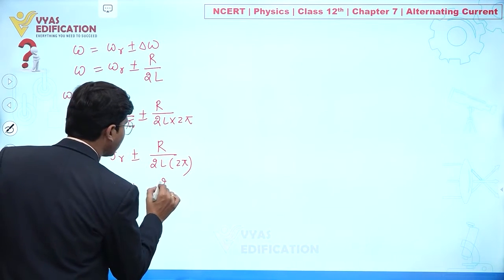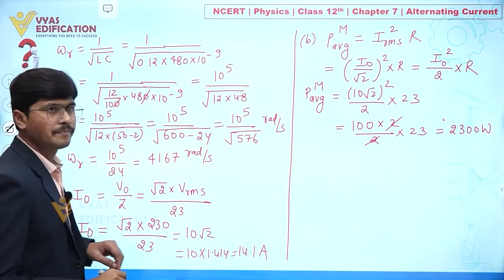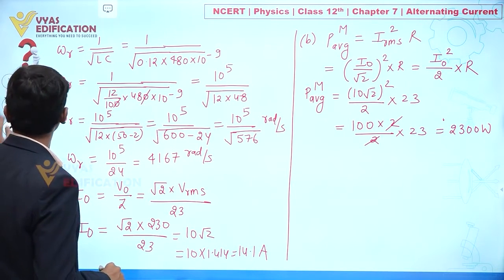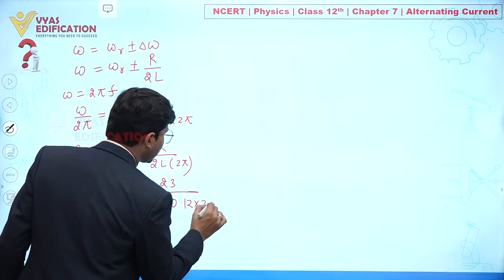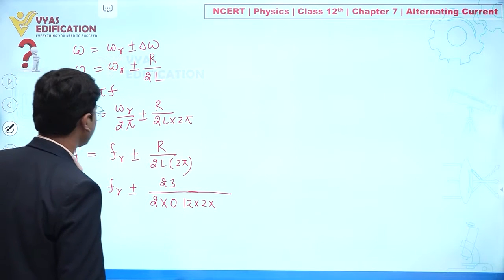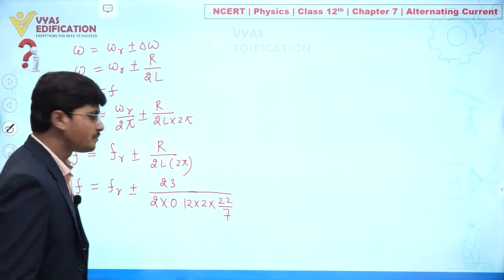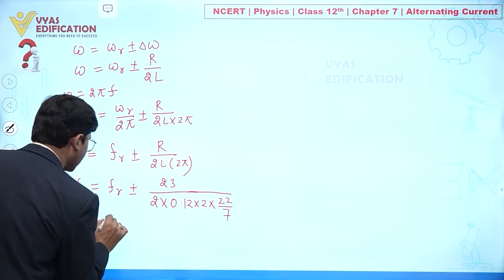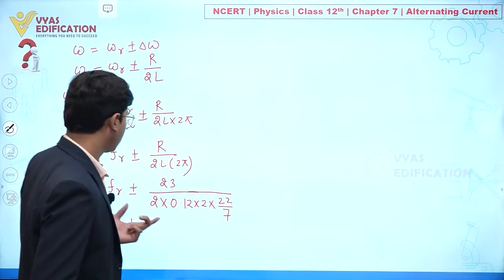Value of R we have 23, divide by 2, multiply. What about L? L is given as 0.12, so this is 0.12 multiply 2 multiply π. Pi value is given to you, you can say this is 22 by 7. So now you can write it like this, f_r plus minus. Now you have to calculate this expression.